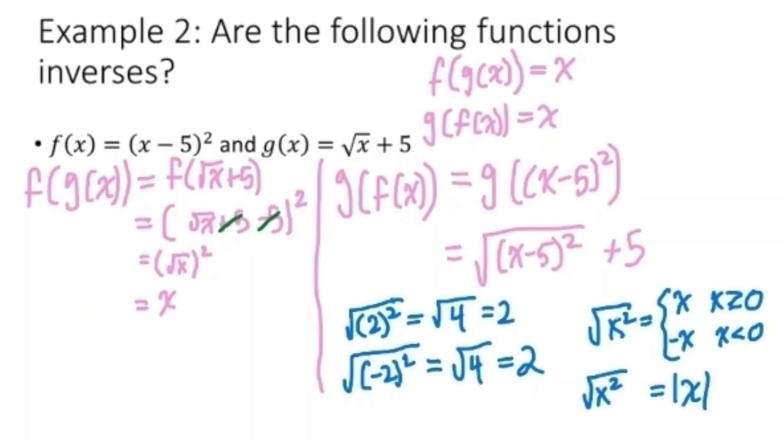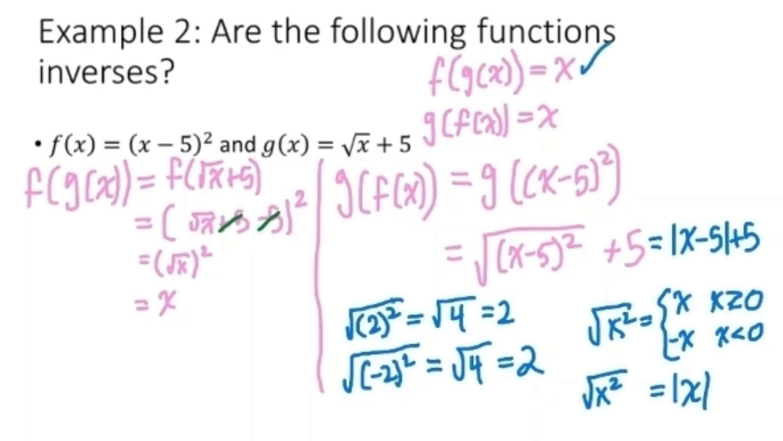So turning our attention back to g composite f, the square root of x minus 5 squared is actually the absolute value of x minus 5. And unfortunately, there's no way I can simplify this any farther. And that's because I don't know the sign of x minus 5. x minus 5 could be positive, in which case, sure, I can drop the absolute values. Or x minus 5 could be negative, which means the absolute value of x minus 5 would be its opposite and wouldn't simplify to x.